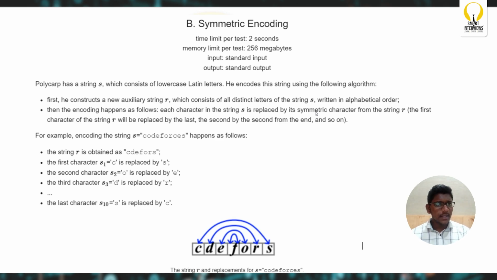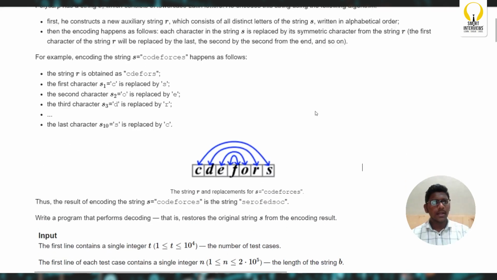Okay, cool. Then the encoding happens as follows. Each character in the string S is replaced by its symmetric character from the string R. The first character of the string R will be replaced by the last, the second by the second from the end, and so on. So for example, encoding the string S happens as follows. After considering, so this is our string S.